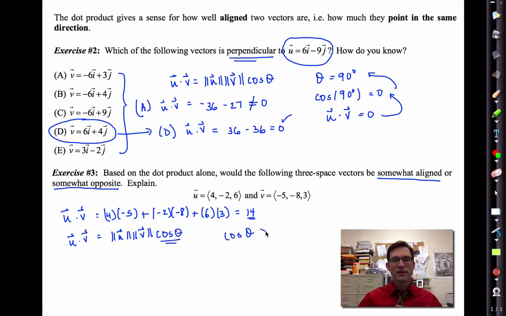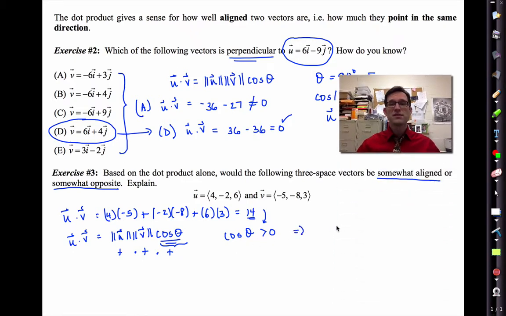Now remember why that is. So this implies this. This is definitely a positive number. This is definitely a positive number. The only thing that could possibly be negative is cosine. So if the dot product is positive, then cosine must be positive. And if the dot product is negative, cosine must be negative. Now if cosine is greater than 0, what that means is that theta must be in this range. Watch how careful I'm being. It's greater than or equal to 0, but less than 90. If it were equal to 90, the cosine would be 0.